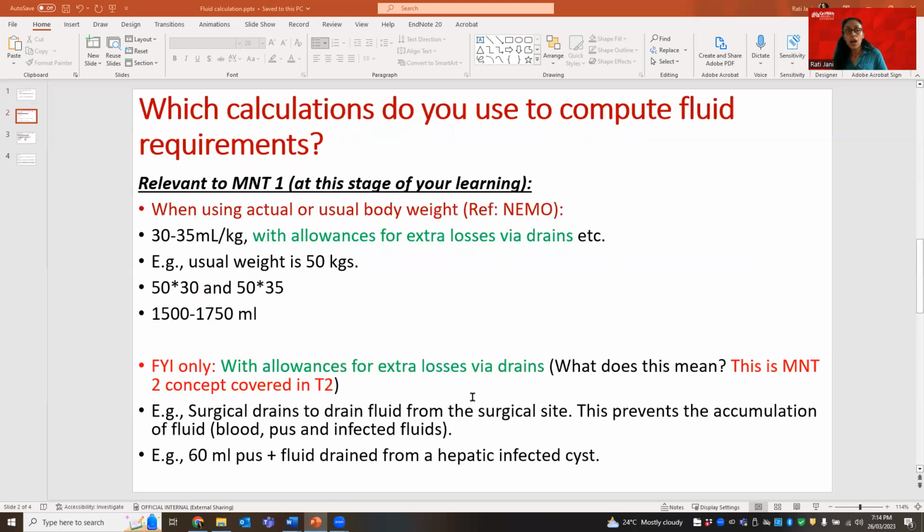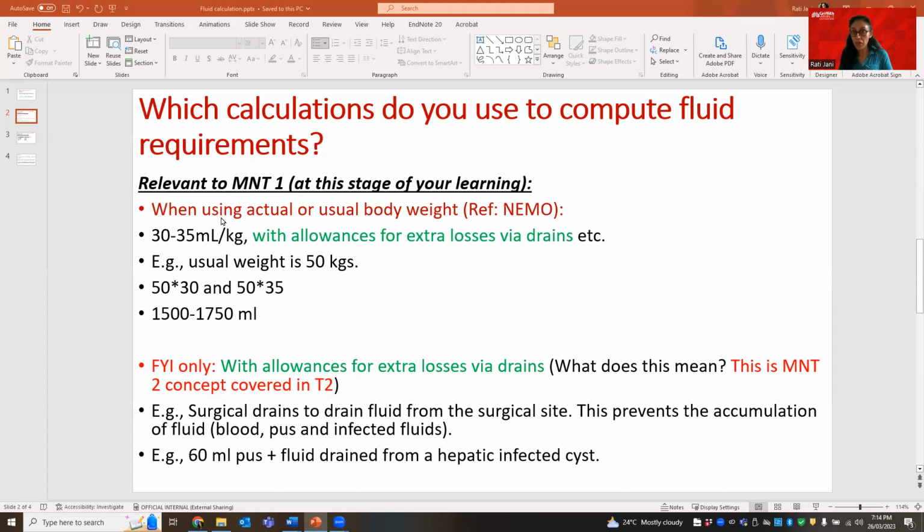Okay. Now, which calculations do you use to compute a fluid requirement? Now, again, I am referring to your learning at this stage, which is relevant to MNT 1. All right. So, the calculations which I prefer using is I go to the NEMO resource, which all of you have. And when I'm using the patient's actual body weight or their usual body weight, one and the same thing.